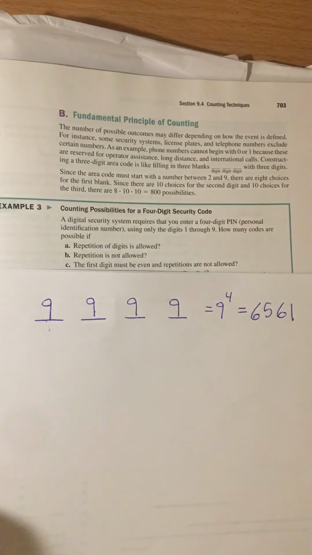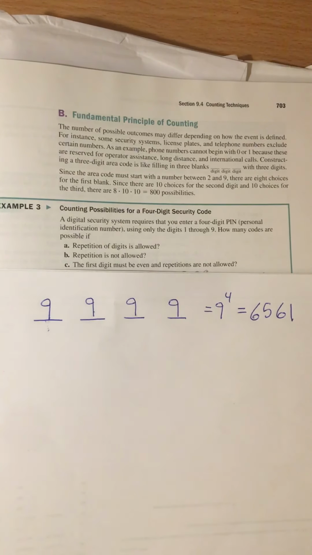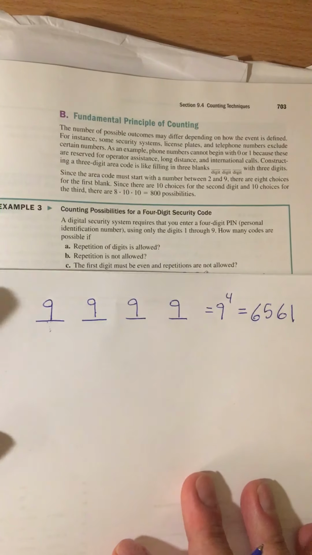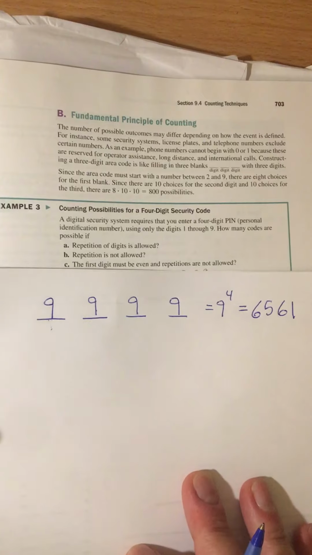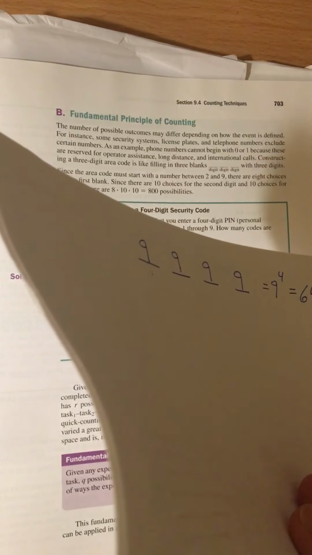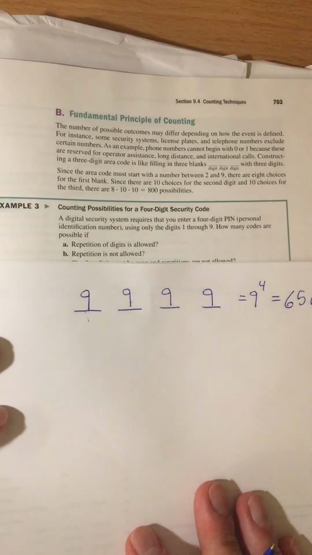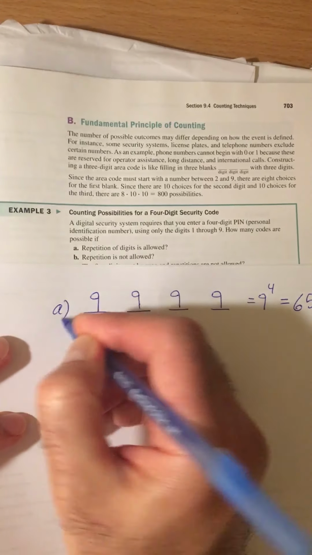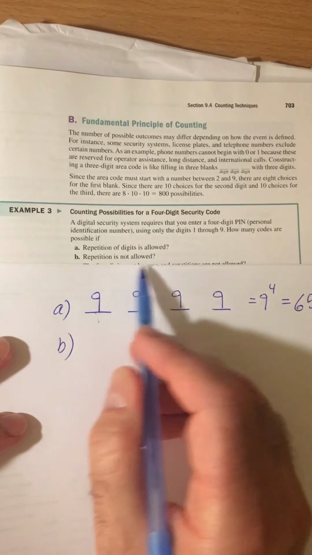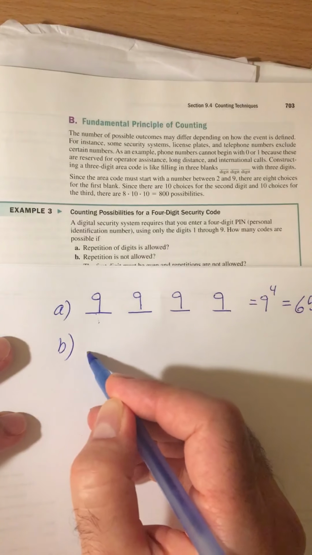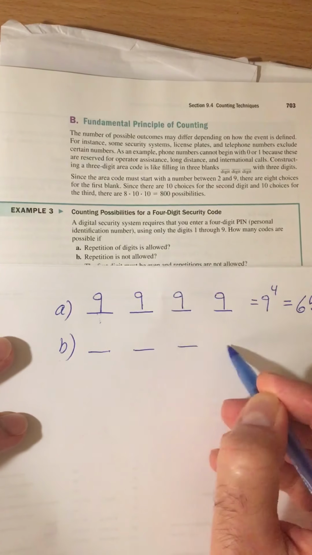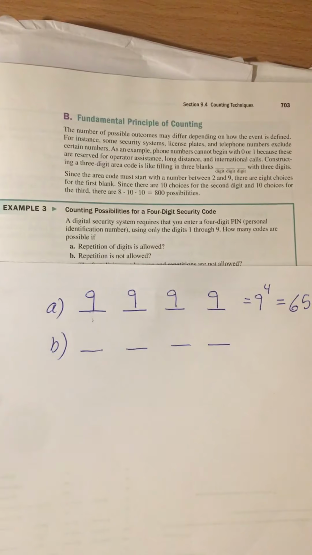So that makes it very difficult for anybody to hack into the system or somehow try to find the PIN number. Okay, let's look at part B. Part B says repetition is not allowed. So you still have 4 positions to fill in, right?